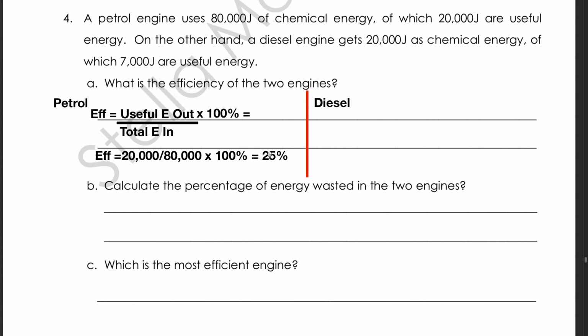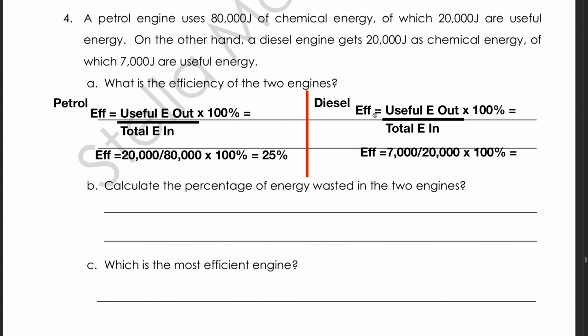Doing the same thing for diesel now, efficiency is equal to the useful energy output divided by the total energy input multiplied by 100. When we put in the values, we'll get 7,000 divided by 20,000 multiplied by 100, which will give us 35% efficiency. Question 4b. Calculate the percentage of energy wasted in the two engines.